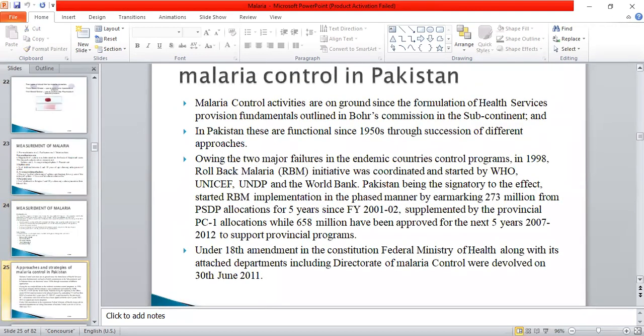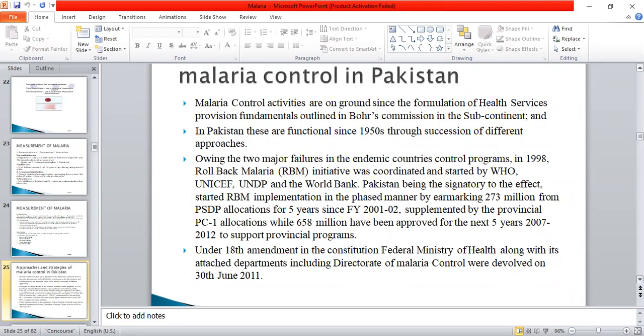Now, malaria control in Pakistan. Malaria control activities have been running since the formulation of the Health Services Provision Fundamental Boards Committee. In Pakistan, they have been functional since 1950 through a succession of different approaches. After two major failures in the endemic countries' control programs, in 1998 the Roll Back Malaria initiative was coordinated and started by WHO, UNICEF, UNDP, and the World Bank.